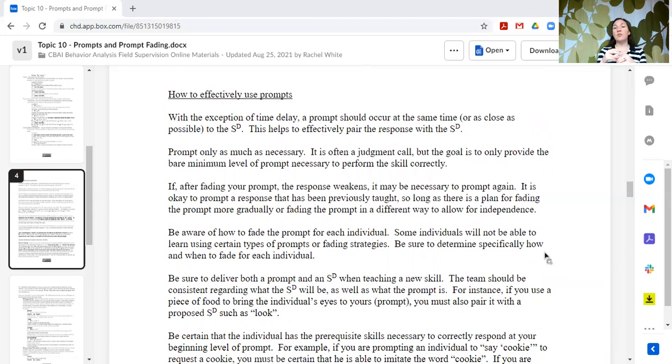If you start to fade out or back out your support and the behavior, the skill that you're teaching, starts to occur less frequently or doesn't always occur under the right conditions, then you may need to go back and prompt again, and you may need to come up with a different plan for how to fade out that prompt so that the learner is still successful with that skill.